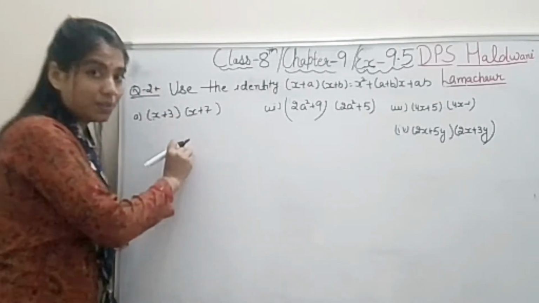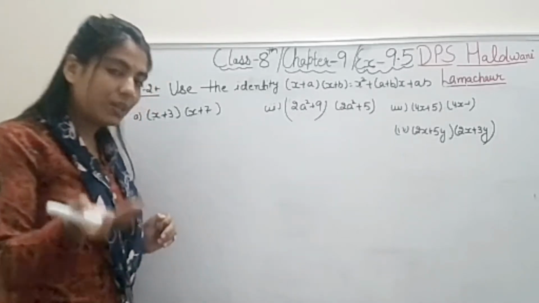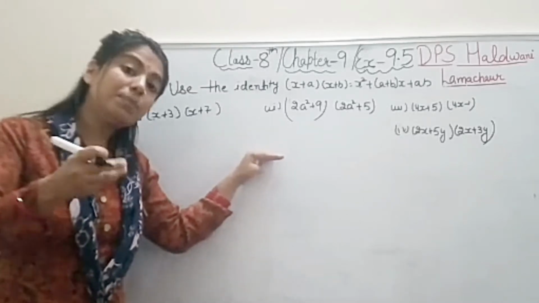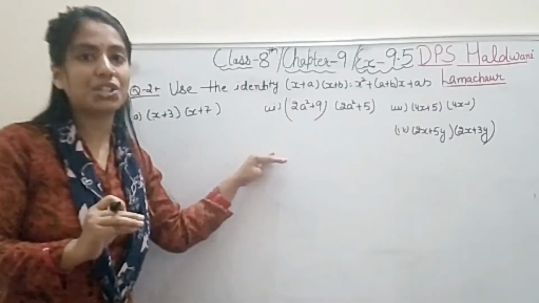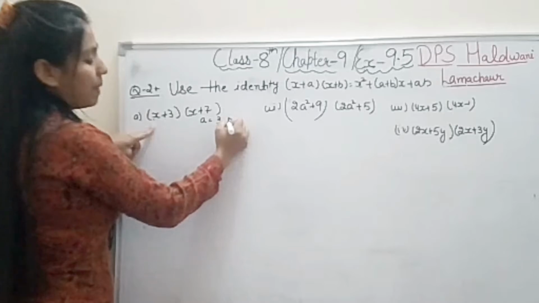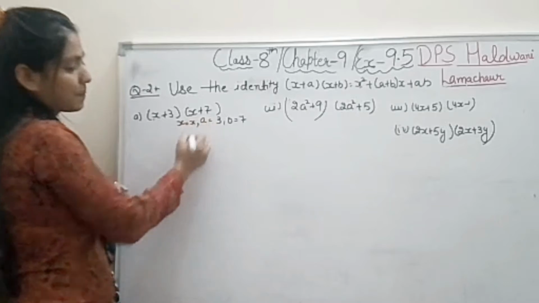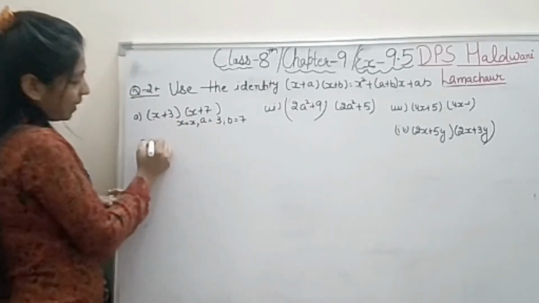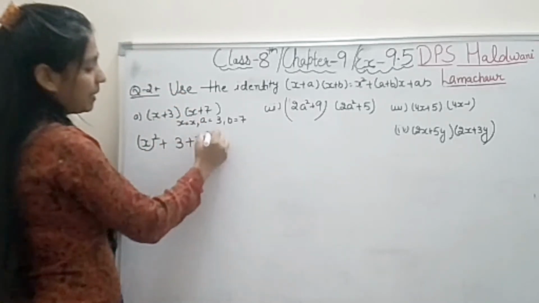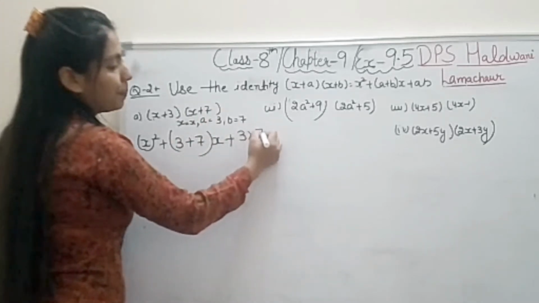You have to identify also, so that in later questions you can understand. Right student? Although in this, it is mentioned you have to use this identity only. But at the same time, you have to see also how we have to check. Right student? So you can write that a part is 3 and b part is 7. So the formula is x square, and the x part is x only here. So x square plus (a plus b) x plus ab. So that is a into b.